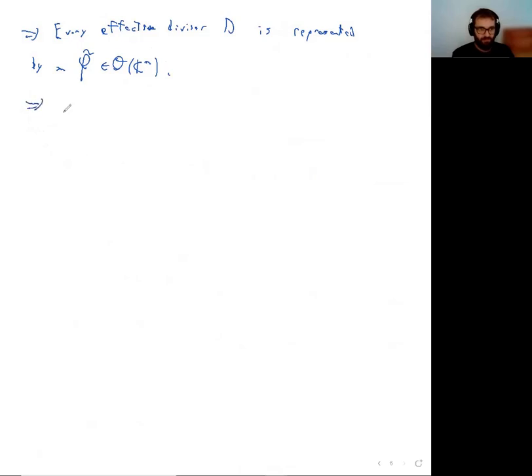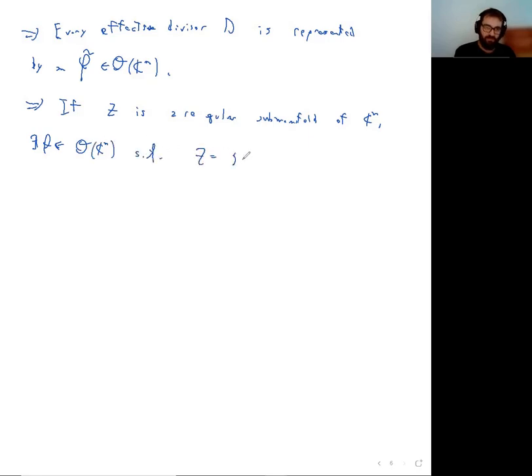And in particular, this means that every time you have a regular submanifold, so if Z is a regular submanifold of Cn, there exists a holomorphic function f such that Z is globally defined as f equals 0.